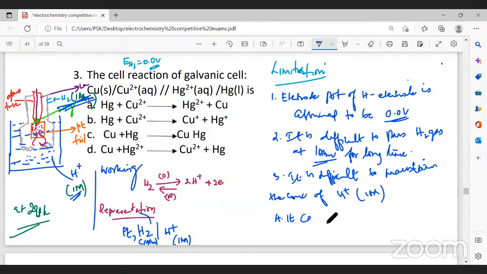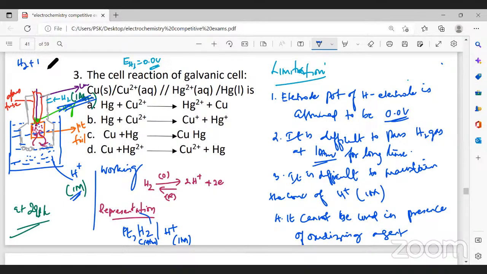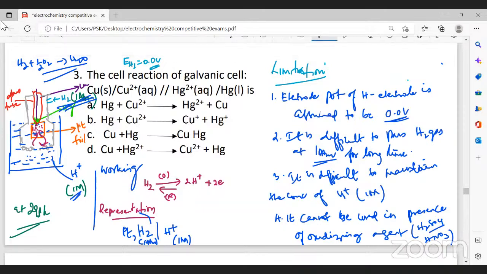Fourth point. It cannot be used in the presence of oxidizing agents. Why can we not use it in the presence of an oxidizing agent? Since we are passing hydrogen gas, if I use an oxidizing agent, this hydrogen gas will oxidize to water. Therefore, we cannot use this in the presence of oxidizing agents like sulfuric acid or nitric acid. The only acid we will be using here is HCl. We cannot use sulfuric acid nor nitric acid, because the hydrogen gas will get oxidized to water. Did you understand?